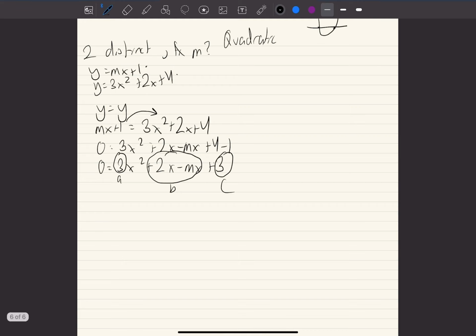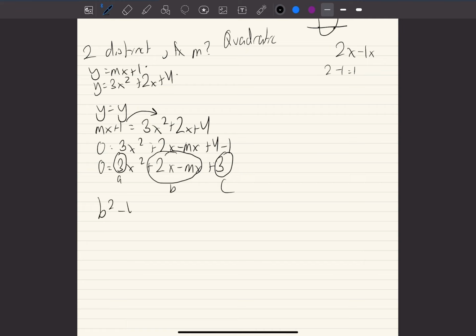Now, look, 2x minus mx. 2 minus m is basically the coefficient of x. The only reason I'm not further simplifying this is because we don't know m. Right? If we do 2x minus 1x, for example, the coefficient of x would be 2 minus 1, which is 1, right? But since we don't know m, we'll take 2 minus m as a coefficient of b.